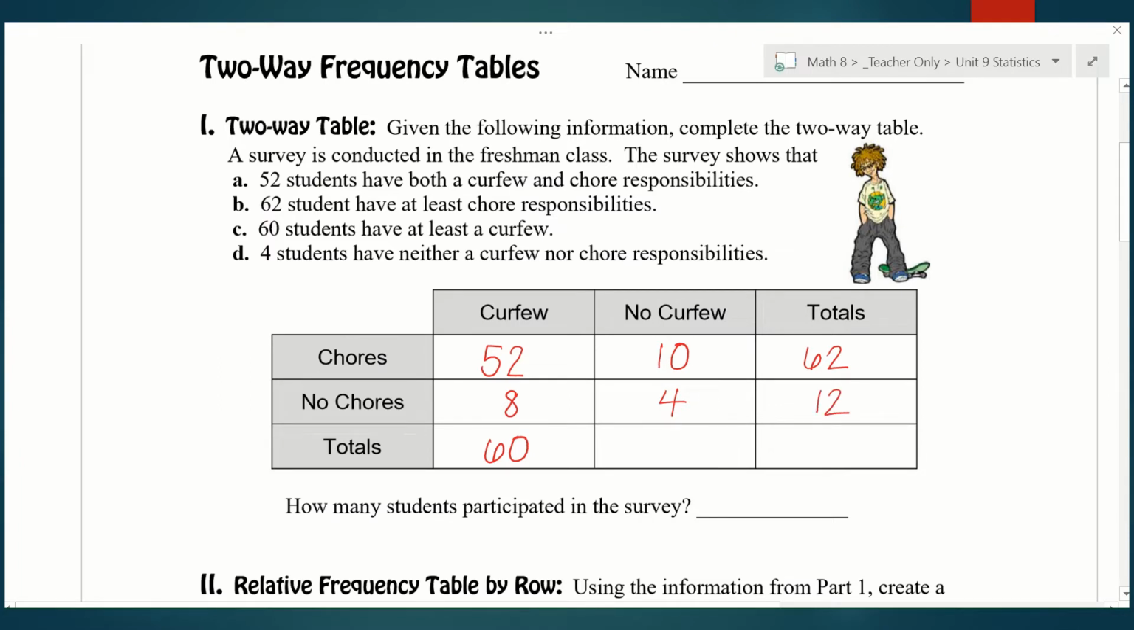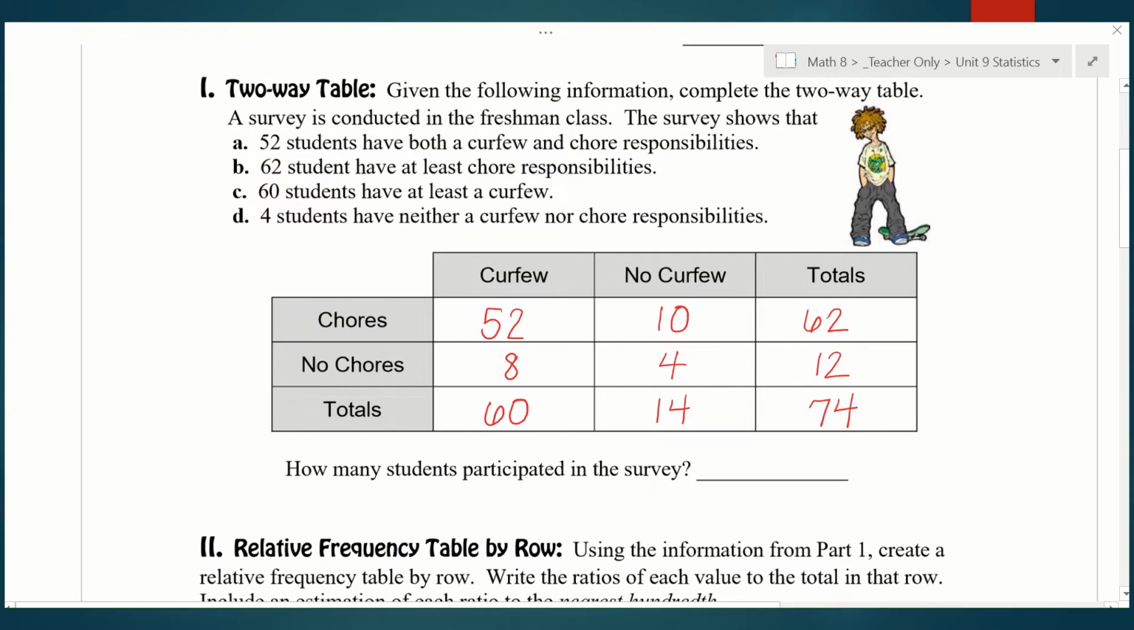And then I can see that the column for no curfews, 10 plus 4 is 14. And if I did this correctly, both of my totals should come out to be the same number, which they do. We get 74. So how many students participated in the survey? That's our overall total of 74.